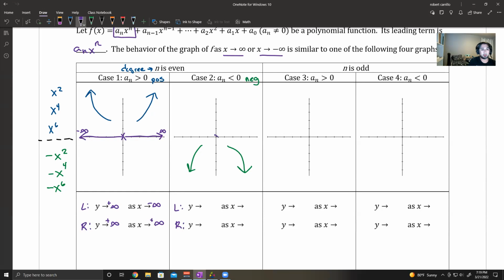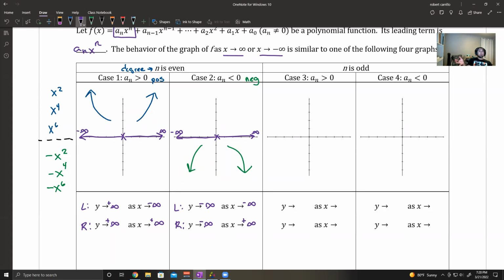Now look at your left side. Where are your y values headed now? Negative infinity. And this can only happen as x also heads towards where? Negative infinity. Look at your right side. Where are your y values headed again? Negative infinity. But this time, this can only happen if x is headed towards positive infinity. There you go.